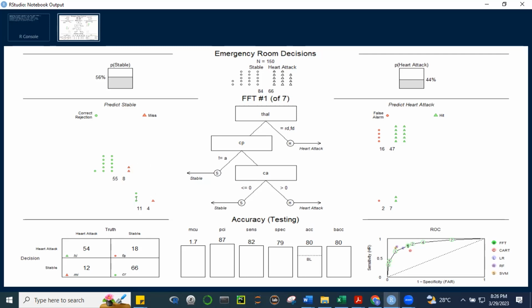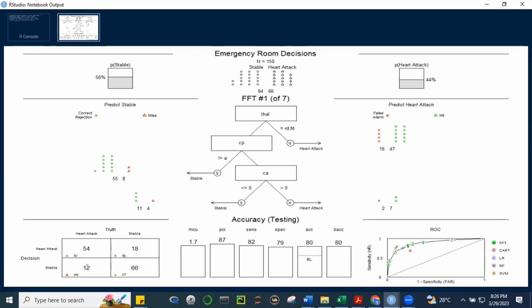Tapos dito din, ganun din. Predict niya na stable. Pero hindi naman siya stable actually. Yung reality, yung truth, hindi siya stable. So dito may maling prediction. Predict siya na stable pero hindi siya stable. So ilan to? 12. 8 plus 4, 12. So ito yun, no? This one, 12. Diba?